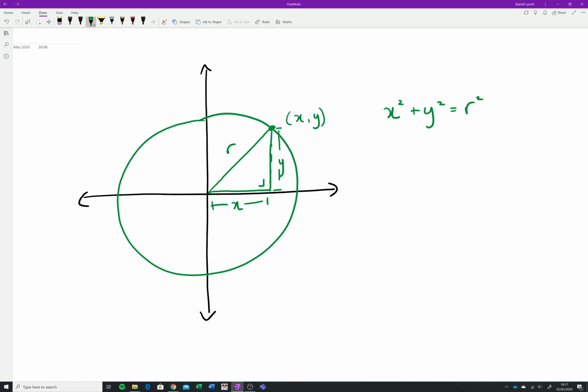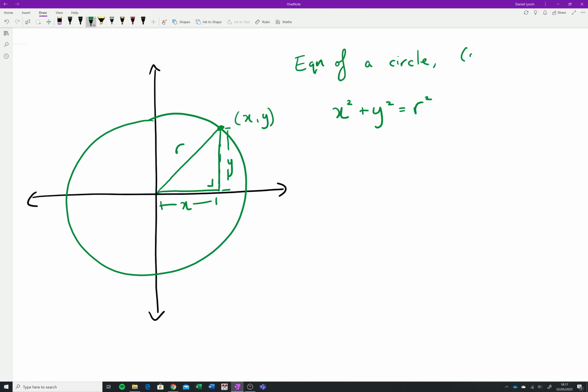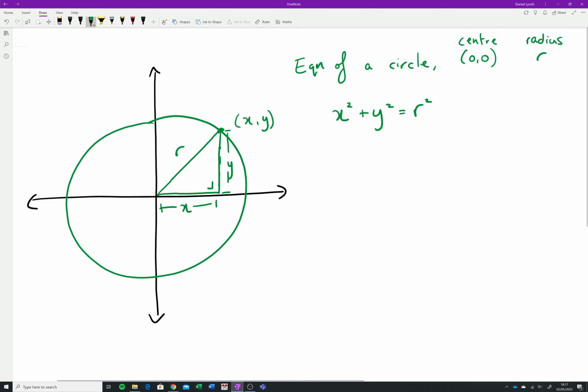So this is the equation of a circle. And we just have to point out that the center is 0, 0. And the radius is r. And there you have it. It is literally that simple.